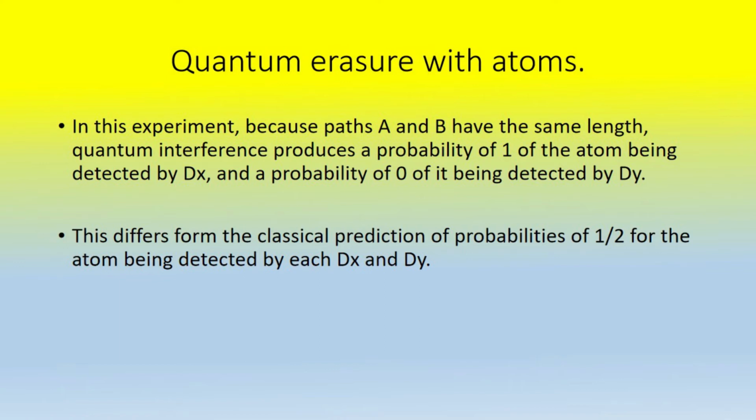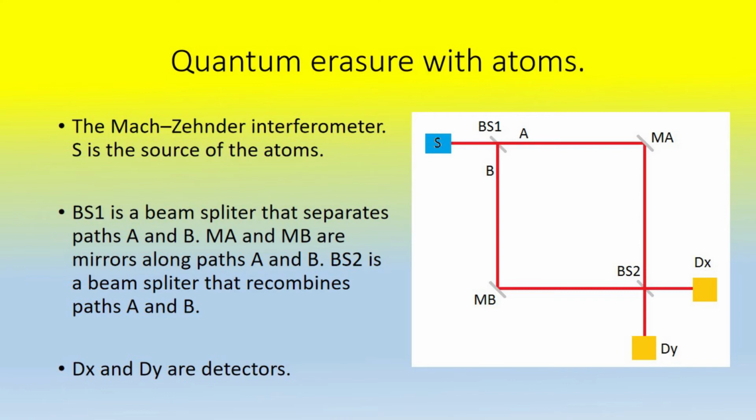This differs from the classical prediction of a probability of 1/2 for the atom being detected at either X or Y. In the Mach-Zehnder interferometer, S is the source of the atoms. BS1 is a beam splitter that separates paths A and B. MA and MB are mirrors along paths A and B. And BS2 is a beam splitter that combines paths A and B. DX and DY are detectors.